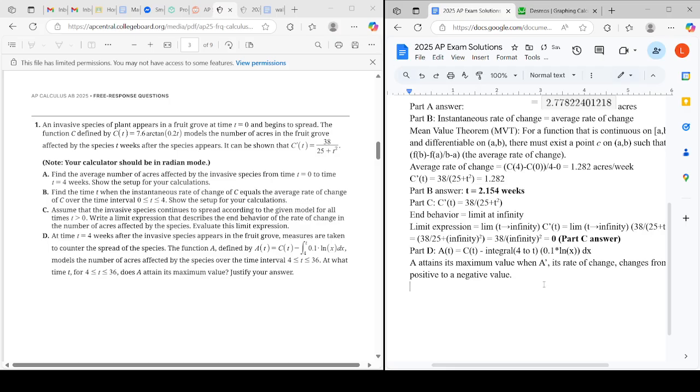So first we need to find A prime of t. Firstly, differentiate C of t to get C prime of t for this part. And then we're going to use the Fundamental Theorem of Calculus to differentiate this part. So this would just become 0.1 ln t, and remove the differential. So let's put a note here about the Fundamental Theorem of Calculus.